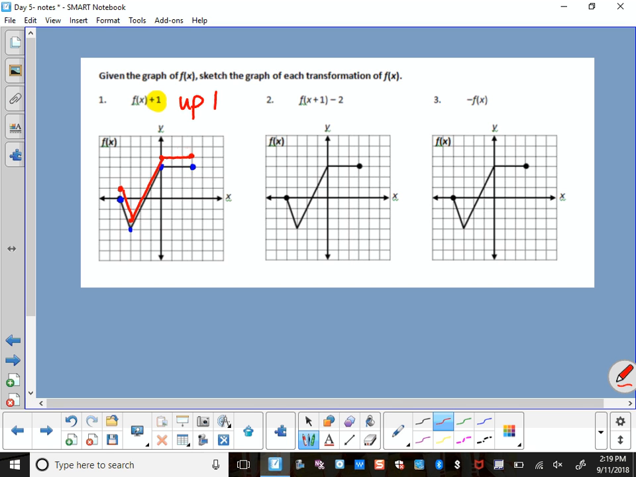Okay, on number 2, I have 2 transformations. My f of x is normal, and I have a plus 1 inside the parentheses. Plus 1 inside the parentheses tells me left or right. I'm going to go left 1, because that's the number after the plus sign. The minus 2 at the very back is up or down. Which way do I go? Down. How many? Down 2.